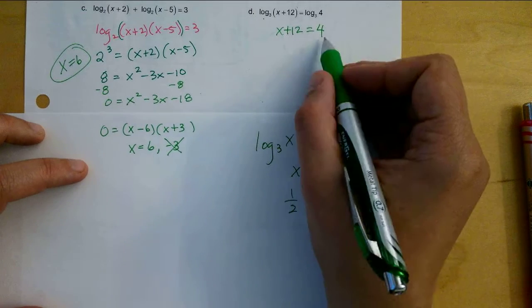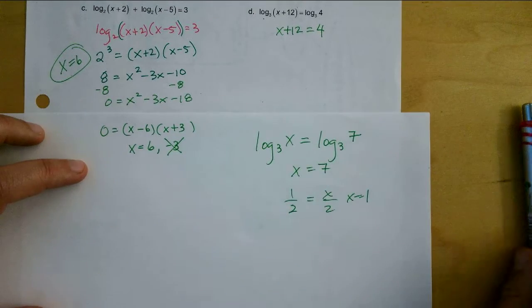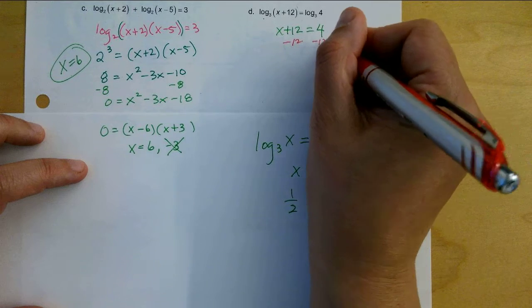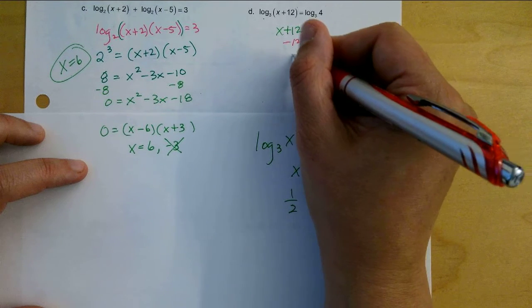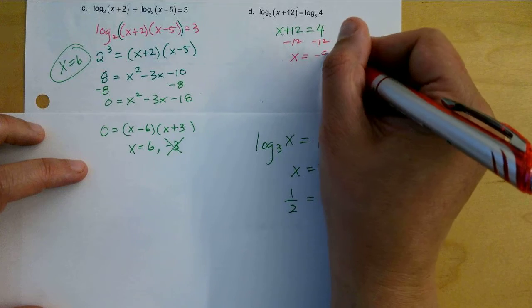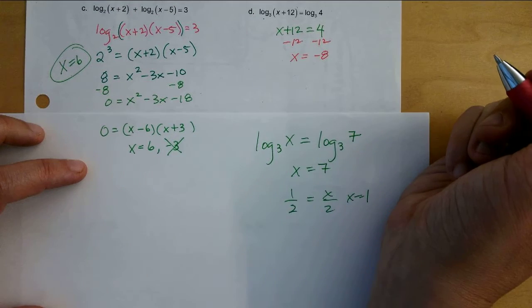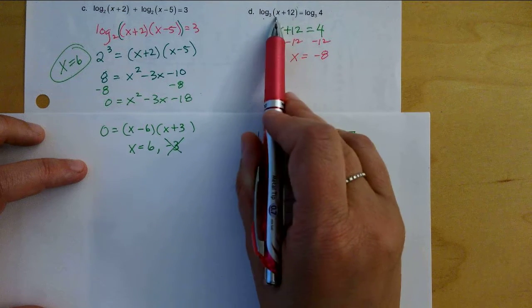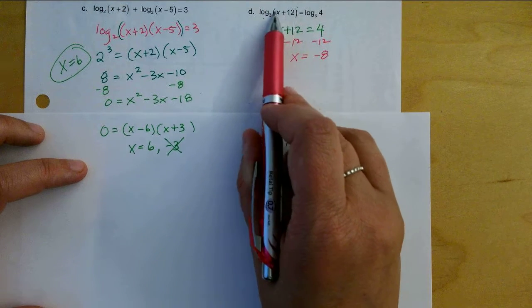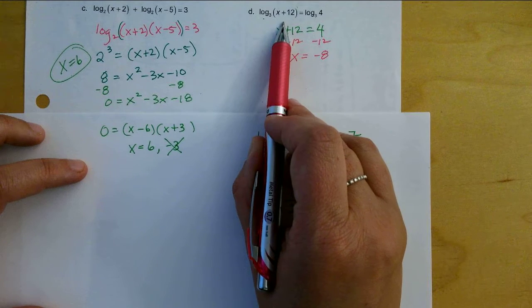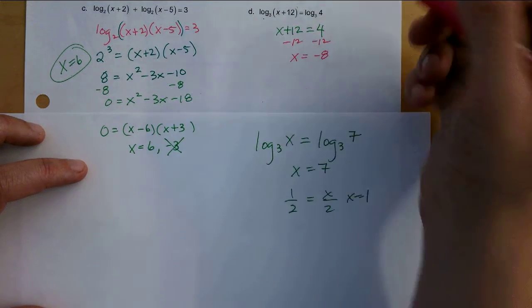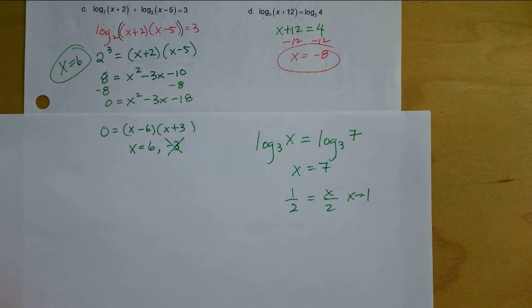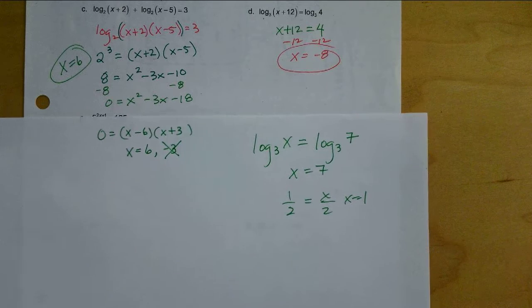So now what can we do to solve? Subtract 12. And we get x equals negative 8. The only thing is that that's actually okay, because if we plug negative 8 in here, we're not going to get log of a negative number, right? So x can be negative 8. Essentially, yes. Yeah.